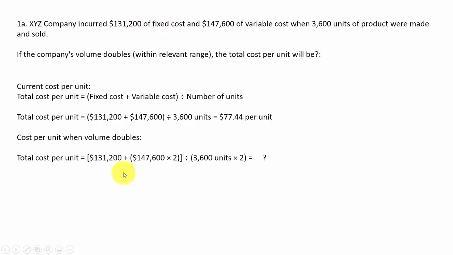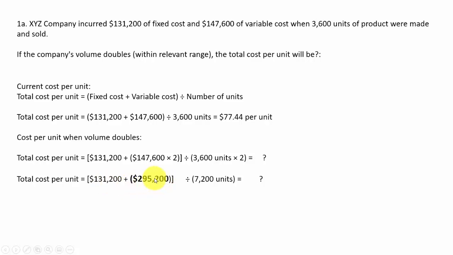So when they double volume, still within the relevant range, fixed costs won't change. So what we have then is $131,200 fixed cost plus 2 times the variable cost, because the variable costs do change. They go up and down in direct proportion to how many units you make. So if you've doubled your units, you're going to double your variable cost. So we'll have $131,200, which is fixed, plus the variable, which is $147,600 times 2, twice as much volume, divided by twice as many units, which is 3,600 units times 2.